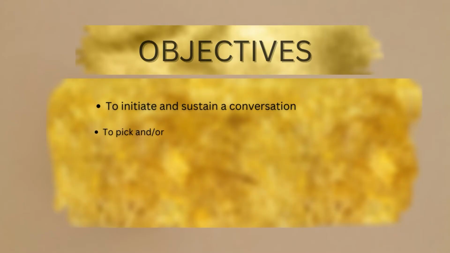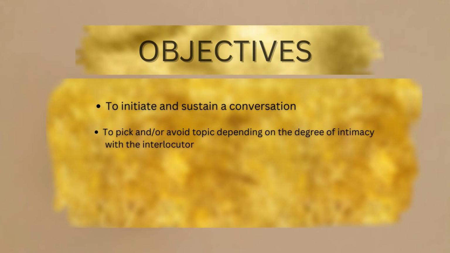So we've looked at how we begin our conversation and how we end our conversation, but we haven't really looked at the process of conversation, right? So to initiate and sustain a conversation is the objective of social small talk. And to pick and or avoid topics depending on the degree of intimacy with the interlocutor. Again, we have discussed it. It's like how well we know the person. It depends on the person that we choose the topic that we want to discuss.